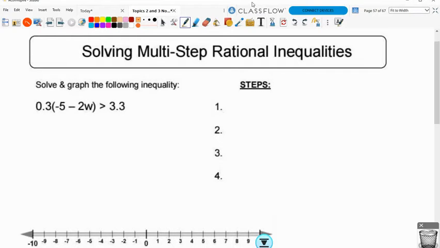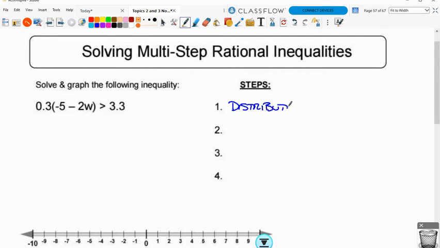In the next few examples, we're going to look at multi-step inequalities that contain rational numbers. So we're going to include more fractions and decimals in these examples. And looking at this example, we have 3/10 multiplying in parentheses negative 5 minus 2w, and that's greater than 3 and 3/10. Okay, so just like we were looking at earlier, I see a number of multiplying items in parentheses, so I'm going to start by distributing.